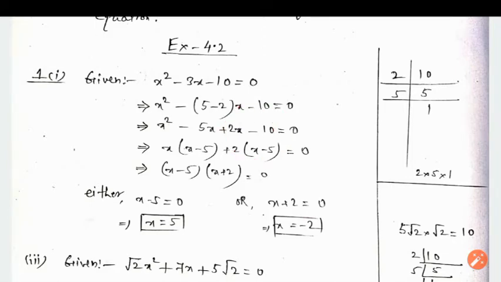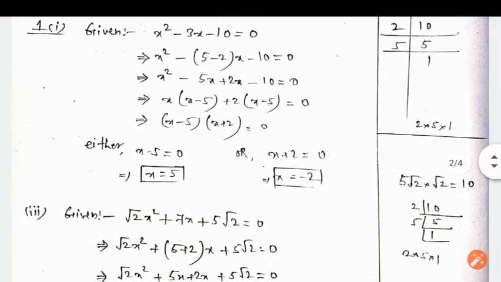2x minus 10, I think 2 is common, right? Plus 2 is common. So after taking common, what is left? x minus 5. 2 fives are 10, that is why x minus 5. So when you are finding middle terms, you will always find this one. These two brackets must be the same, x minus 5, x minus 5, then your middle term method is fine.